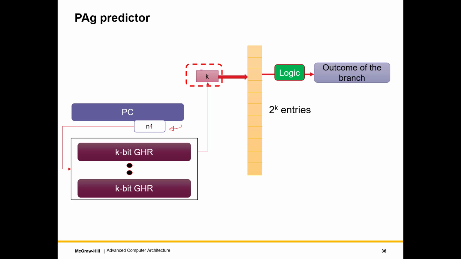So what you need to do is that if N1 is 3, we will have 2 to the power 3, 8 of these GHRs. Each GHR will store K bits. So what we do is that we use these 3 bits of the PC, address the corresponding GHR, extract K bits from it. Furthermore, these K bits are used to index an entry in the history table with 2 raised to the power K entries, and each of these entries contains a saturating counter.